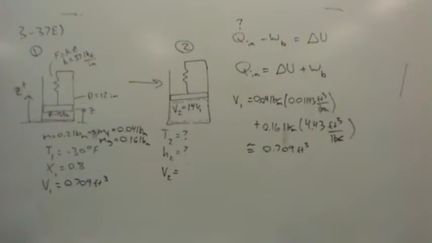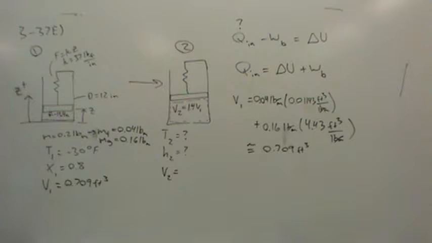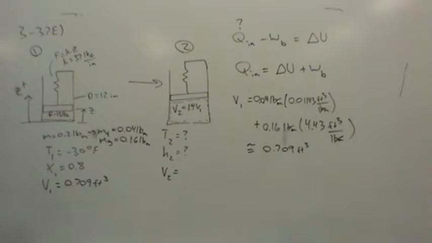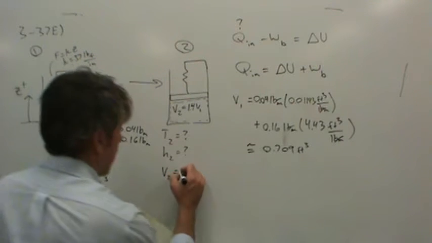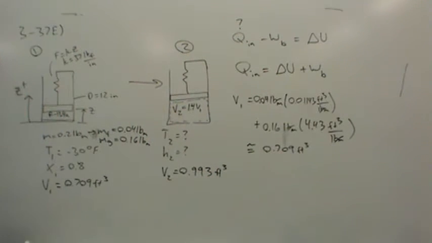That would allow me to calculate the total volume in state two, right? All I've got to do is take the number 0.709 and multiply it by 1.4. I didn't use that as an intermediate step, so why don't you go ahead and calculate the total volume in state two. Take 1.4, multiply it by 0.709 in your calculator and see what you get. When I saw this, I went a slightly different direction, but same solution. 0.993 cubic feet.